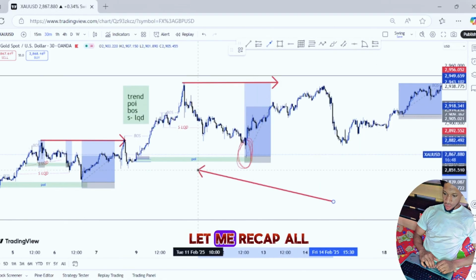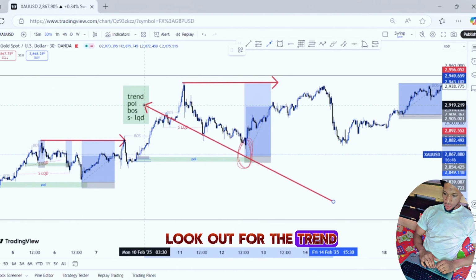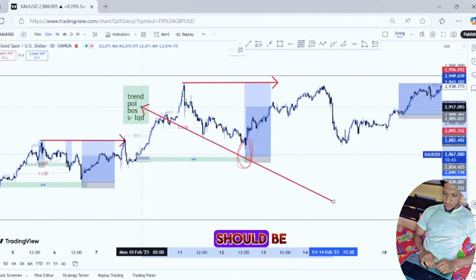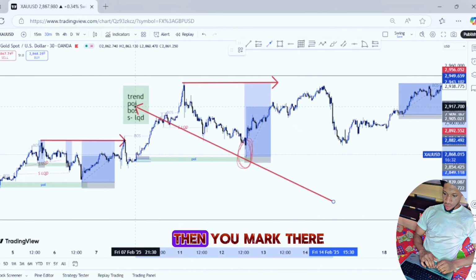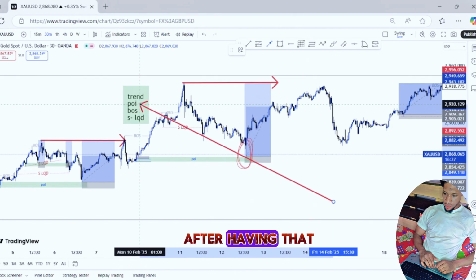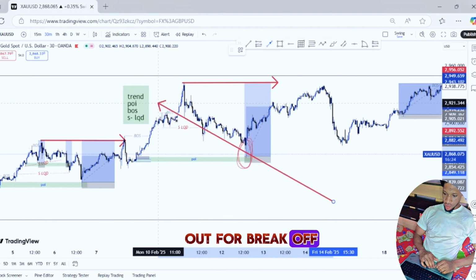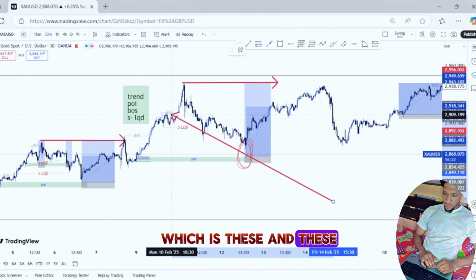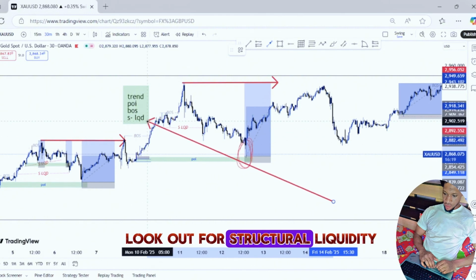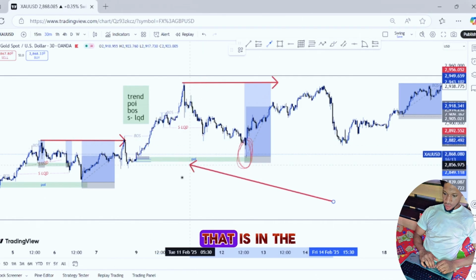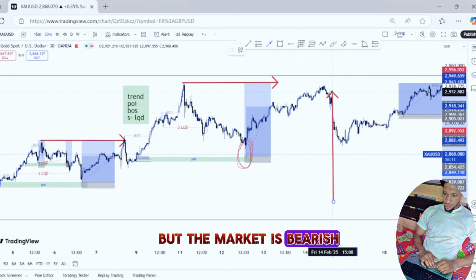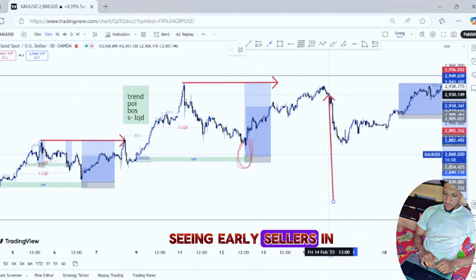Then let me recap. All you have to do, look out for the trend, look out for your point of interest. So your point of interest should be a point where liquidity was taken previously. Okay, then you go deep inside, look if there is a fair value gap, if there is an order block, you compress them together, then you mark that as your point of interest. After having that, you need to look out for break of market structure, which is this and this. Then you need to look out for structural liquidity. Structural liquidity are places where you're going to be seeing early buyers in the market. That is if the market is bullish. But if the market is bearish, you're going to be seeing early sellers in the market.